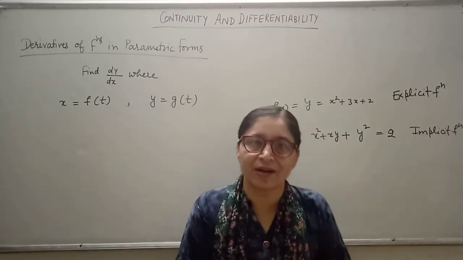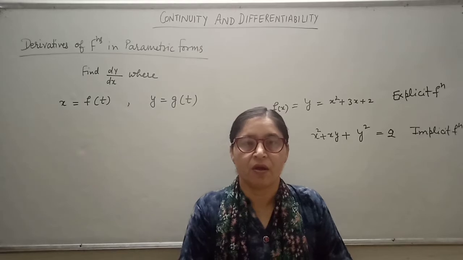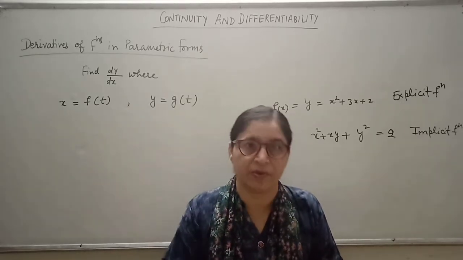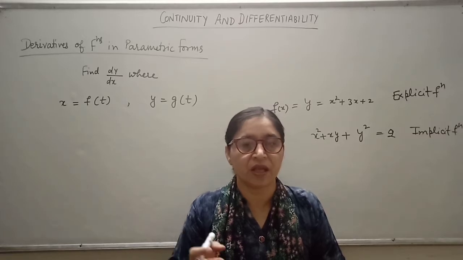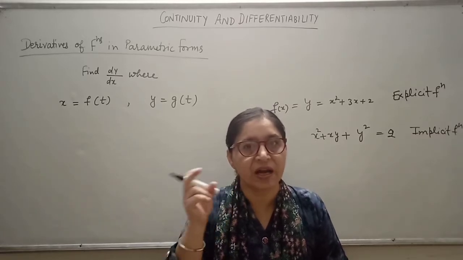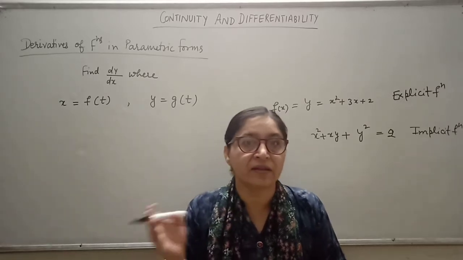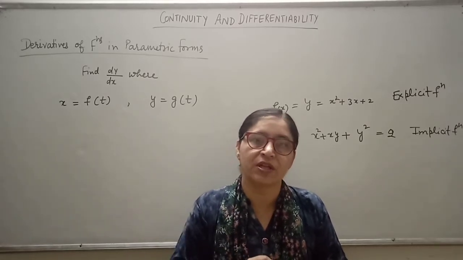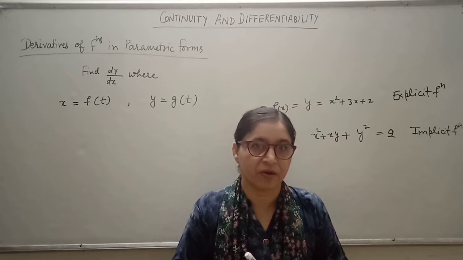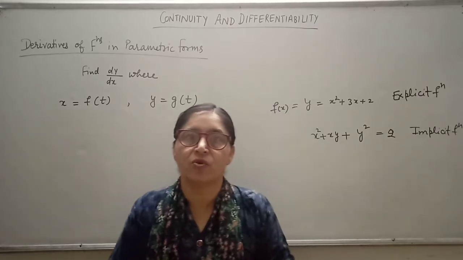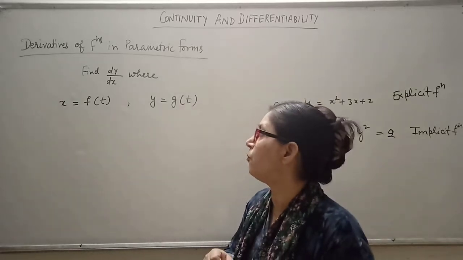Now there is one more category of functions in which two variables are related with each other by a third variable. What I am saying is, two variables are related with each other with the help of a third variable, and that third variable is known as the parameter. If it is so, then that is known as the parametric form.